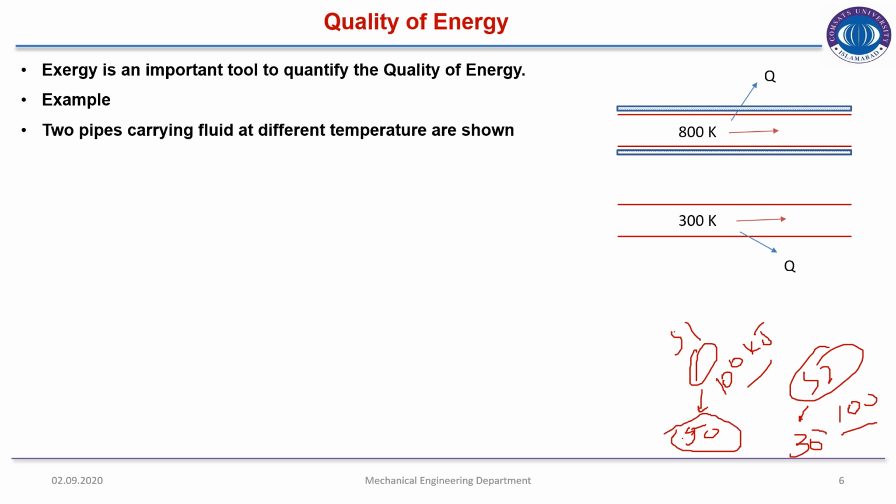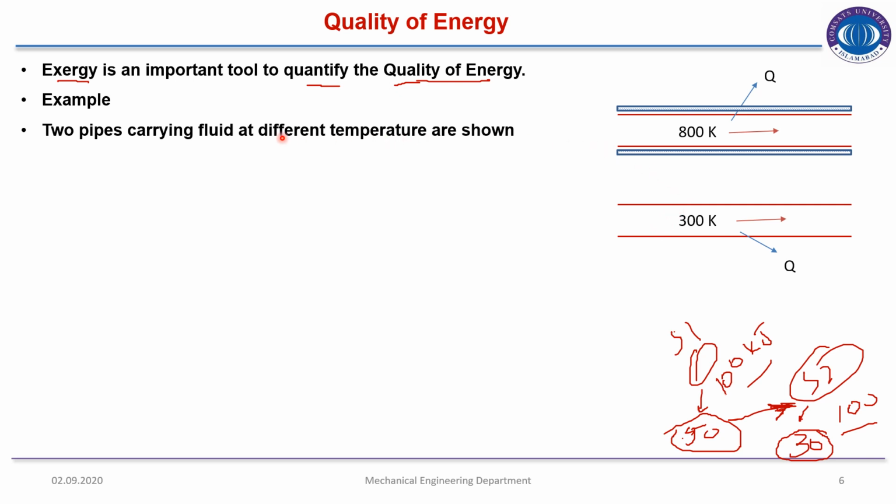Then exergy is an important tool to relate how important a source is, which source is more significant, and which source has a higher quality of energy stored within it. So both sources have 100 kilojoule of energy, but if we convert that energy into exergy or available energy, then we come to know that one source provides a higher available energy and the other provides a lower value. Therefore, exergy is an important tool to quantify the quality of energy. So the quality of energy can be known with the help of the exergy value.